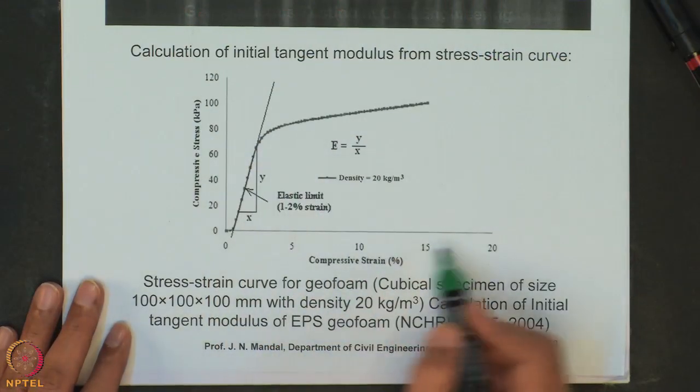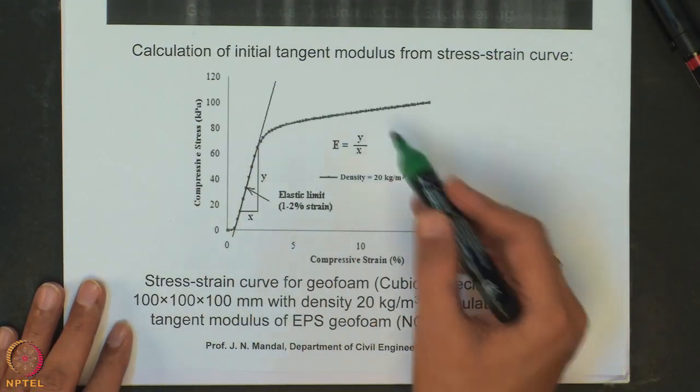So, from this test you can also determine the modulus of the geomaterial. That is also important, because if you know the stress and the strain, then you can determine the modulus value. Here I am showing the compressive stress versus compressive strain curve of a geofoam.